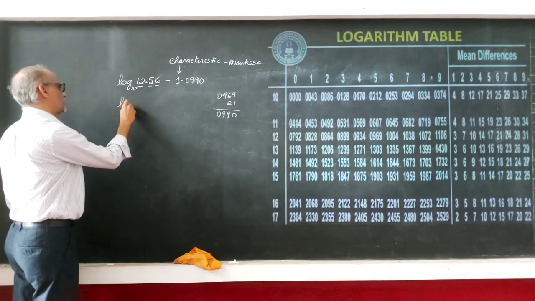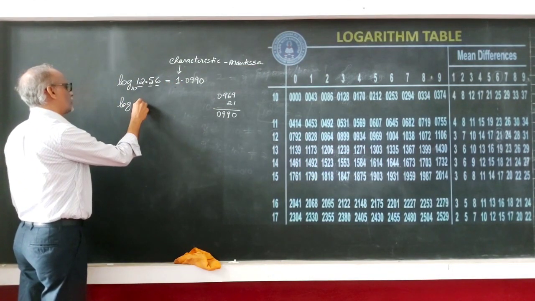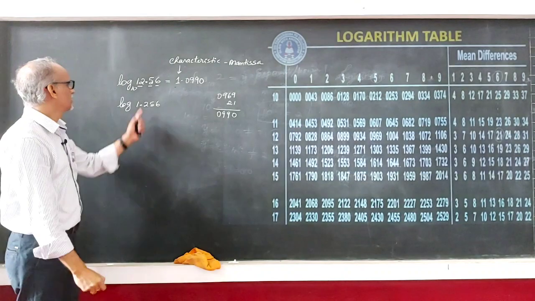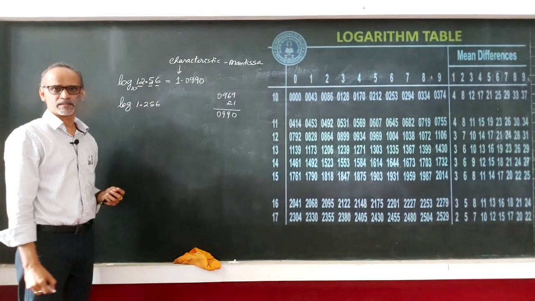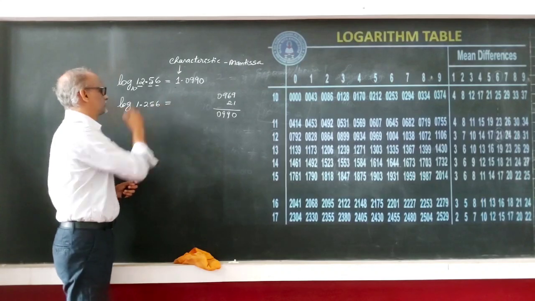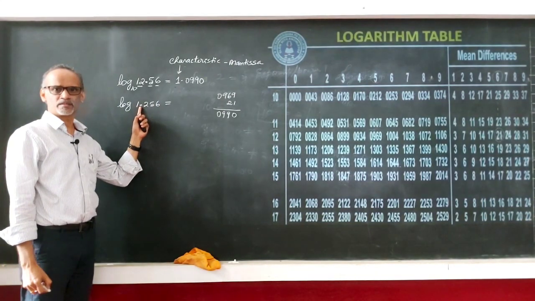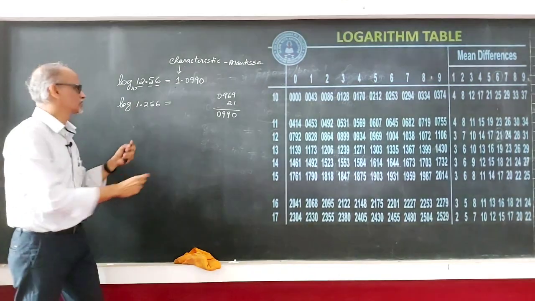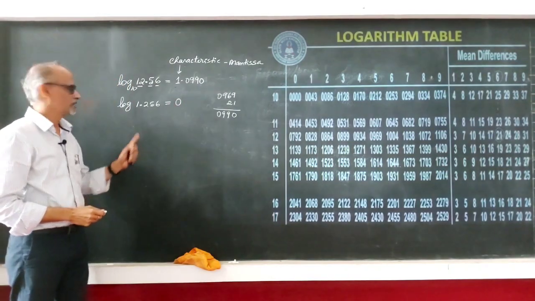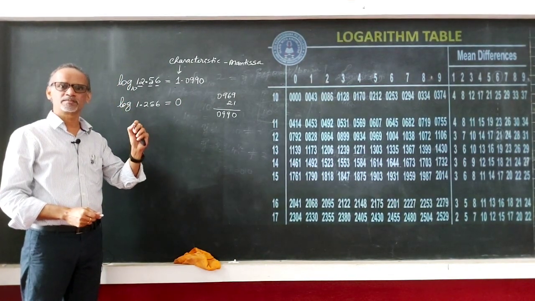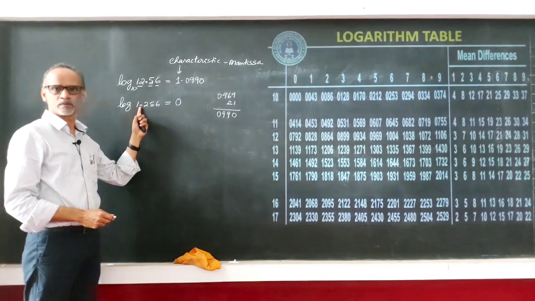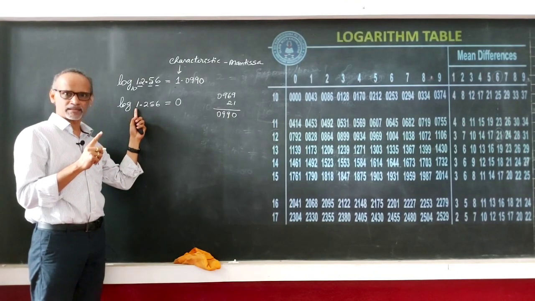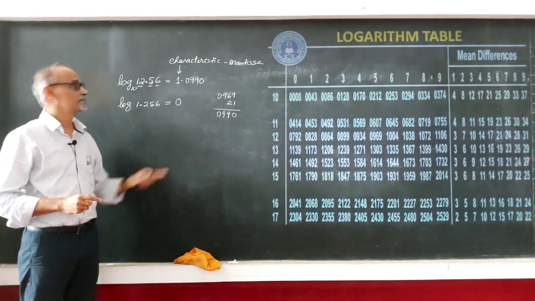So I'm going to write the number. Logarithm of 1.256. You can see the digits are the same, only the decimal point is shifted. How to find the characteristic? Before the decimal point, there is only one digit. So characteristic is always 1 lesser than that. How much? It's 0. Correct? 1 lesser than the number of digits before the decimal point. Before the decimal, there is only one digit, and 1 minus 1 is 0. That's the characteristic.